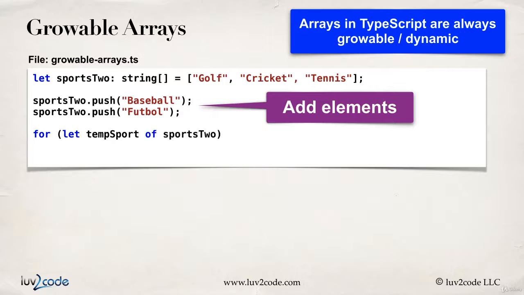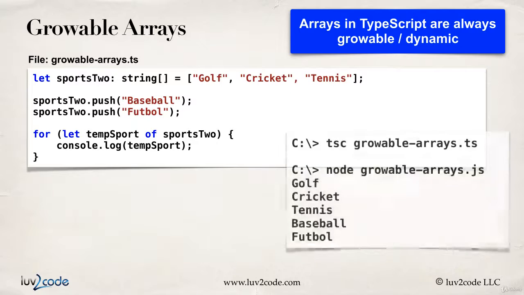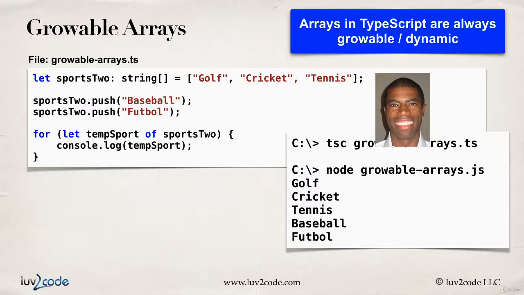And then I have a simple for loop here. I'll just go through and print out the contents of the array using the let tempSport of sports2. And then this will give me golf, cricket, tennis, baseball, and football. Alrighty, so some really good examples. Let's go ahead and move into our IDE and let's write some code.